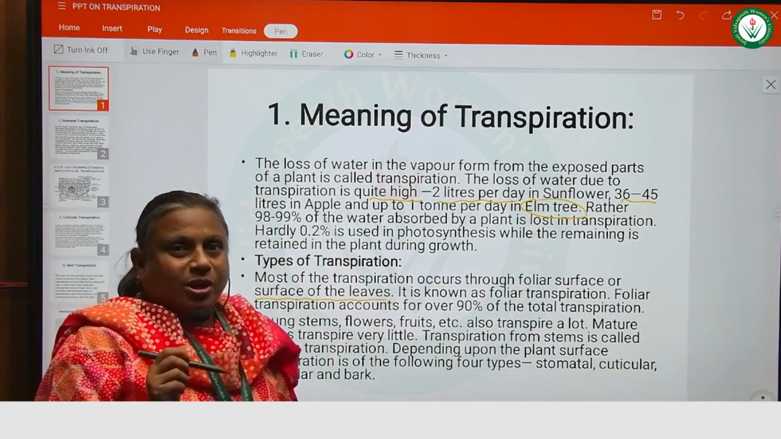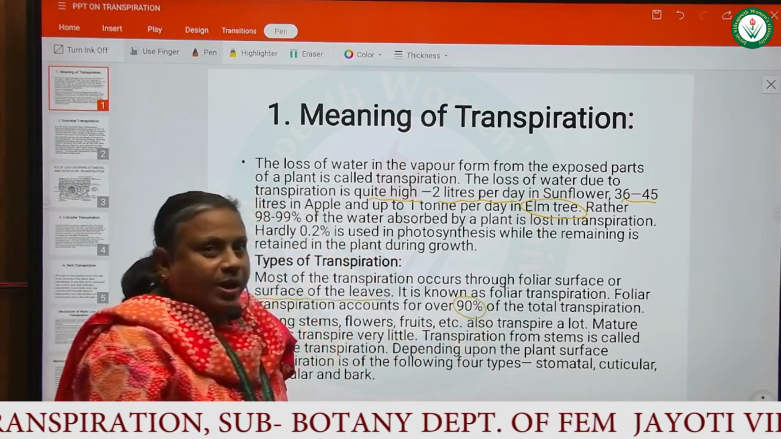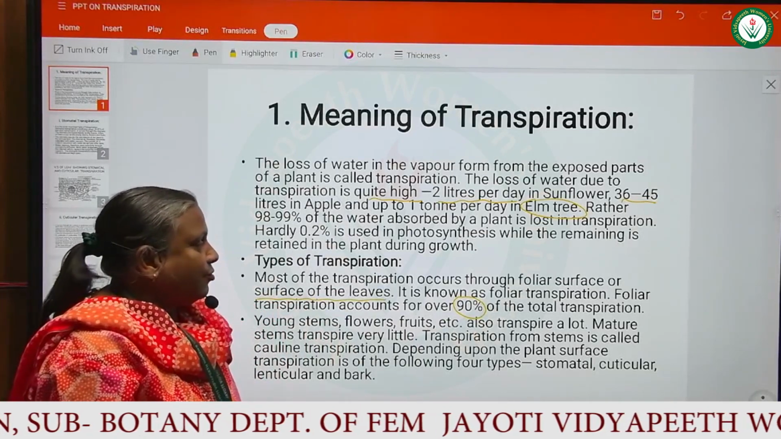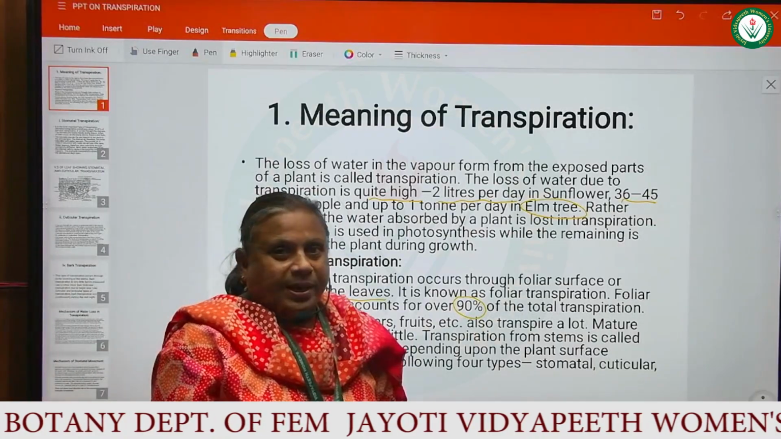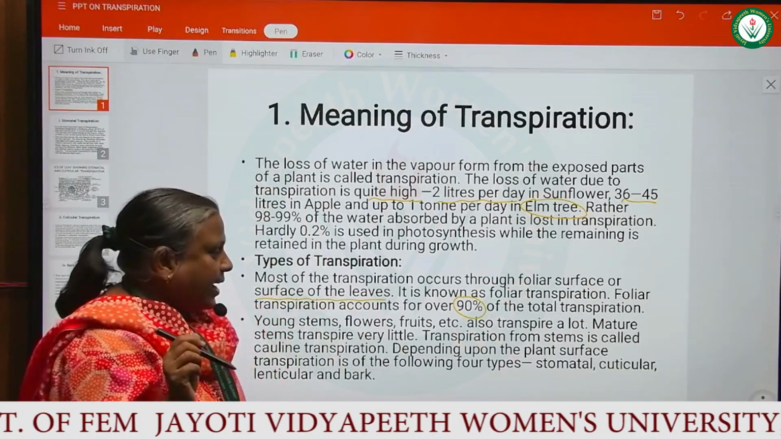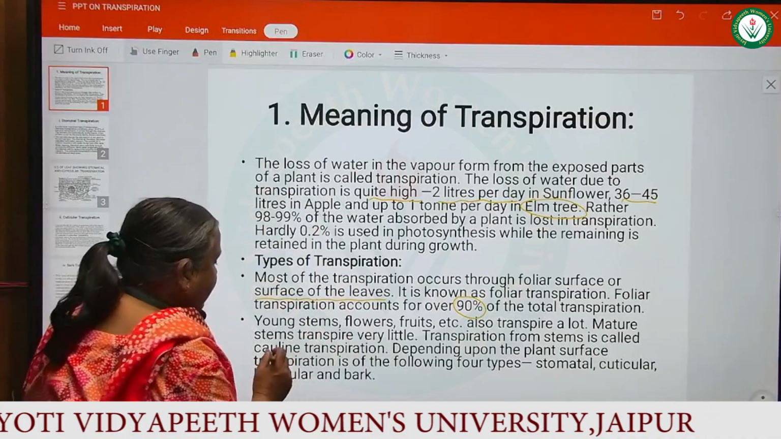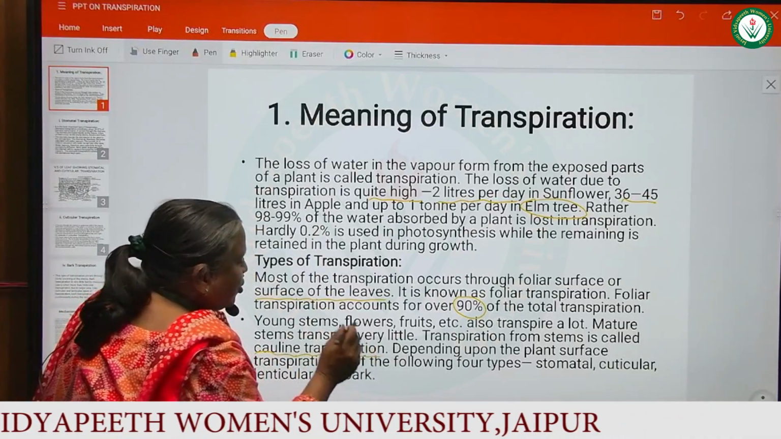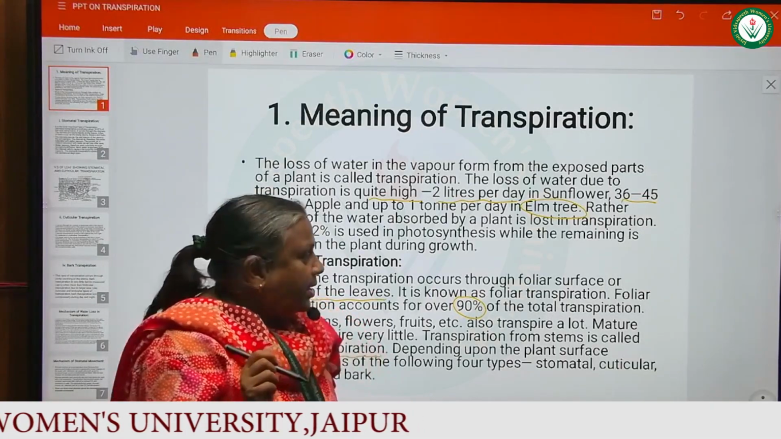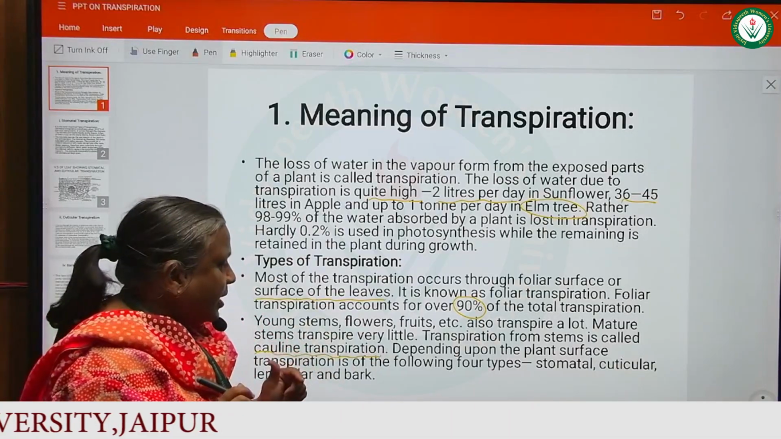Foliar transpiration accounts for over 90% of the total transpiration. Young stems, flowers, fruits also transpire a lot. Mature stems transpire very little. So transpiration from a stem is called as cauline transpiration. So what is cauline transpiration? When transpiration occurs from the stem, it is called as cauline transpiration.